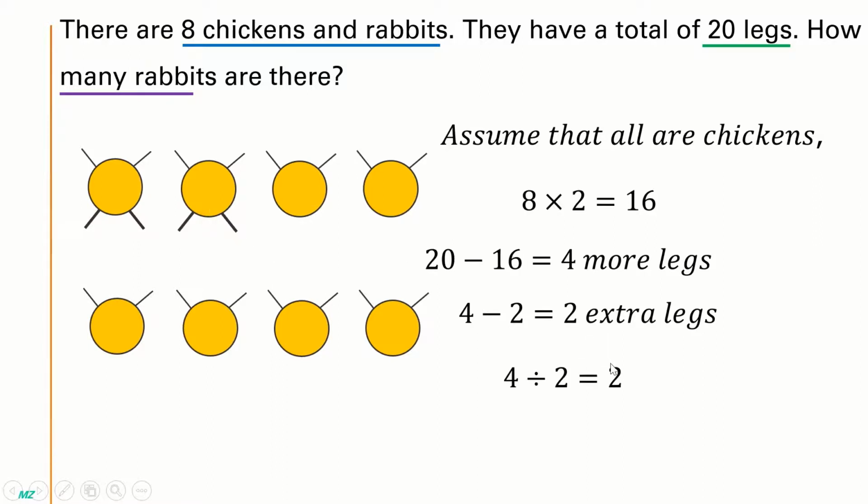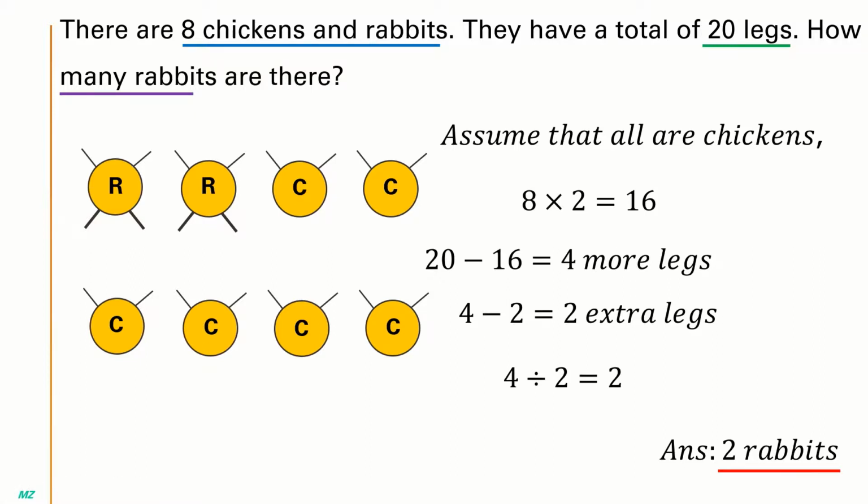So the next step will be that you divide the 4 more legs by the 2 extra legs that each rabbit has. So you need to have 2 rabbits. If you have 2 rabbits, then the rest will be chickens. So there will be 2 rabbits and 6 chickens altogether.